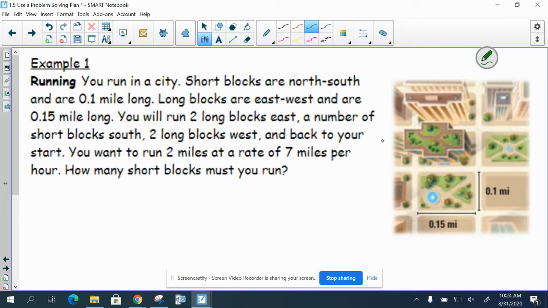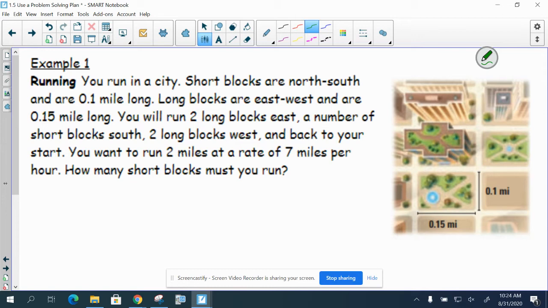Long blocks are east-west and are 0.15 mile long. You run 2 blocks east, a number of short blocks south, 2 long blocks west, and back to your start. You want to run 2 miles at a rate of 7 miles per hour. How many short blocks must you run?